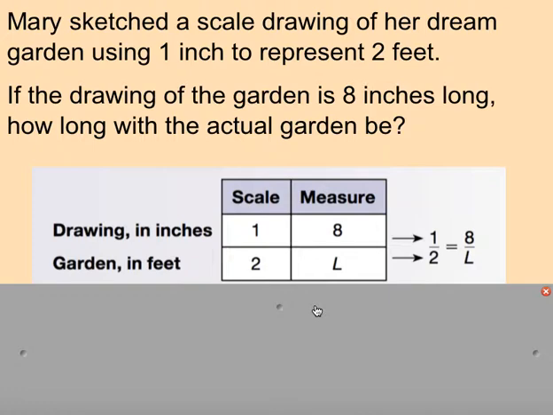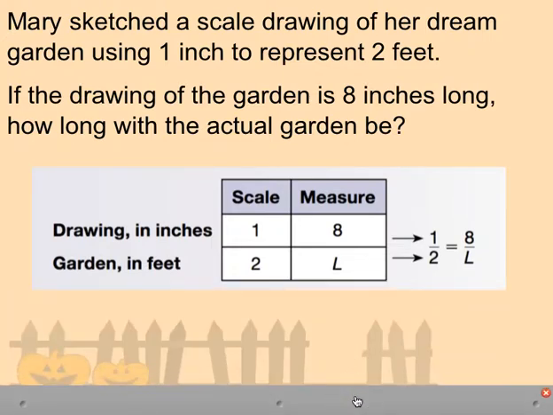With this proportion, we can use cross multiplication to solve, or any other method that works with a proportion. If we cross multiply, we get 1 times L is L, and 8 times 2 is 16. So our length for the garden in real life is 16 feet. Now this method is going to work for a lot of different things. So let's look at another example of how this works.